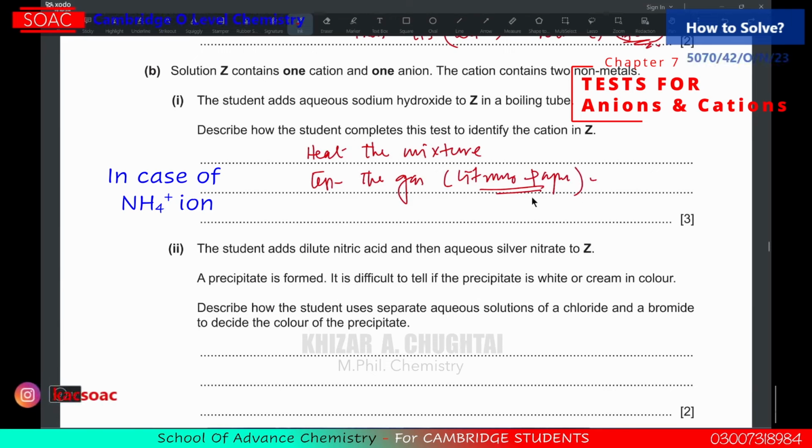turns red litmus paper blue. So it's 3 marks, so 3 main portions of the answer should be there: heat the mixture, introduce the litmus paper to test the gas that is being formed, and the gas will turn red litmus paper to blue, and so on.